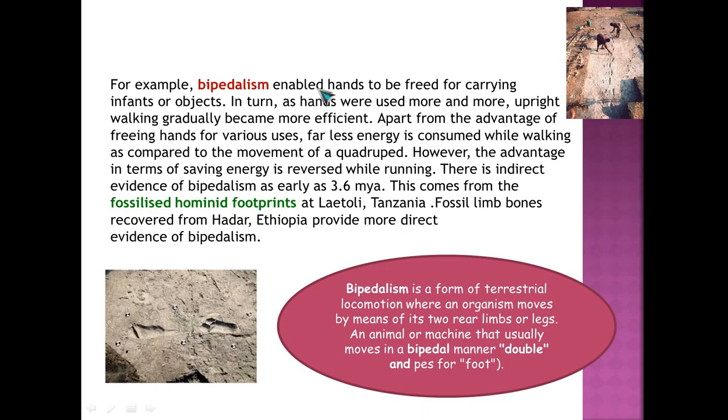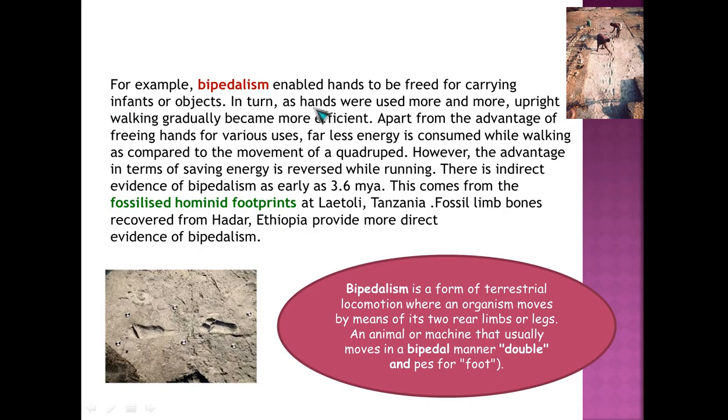Now bipedalism enabled hands to be freed for carrying infants or objects. So when they started walking on two legs, the rear limbs, that is double foot, it was easier for the apes or the early forms of human beings to carry objects and infants in their hands. Otherwise, they used to always use all four limbs and it was very difficult to carry objects.